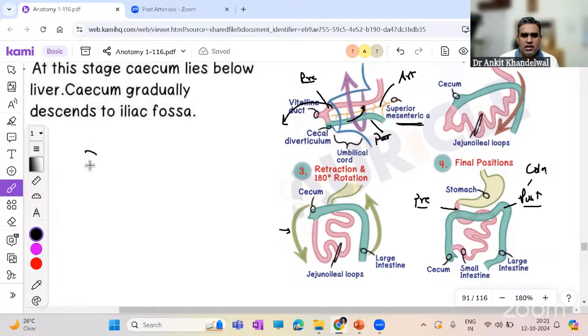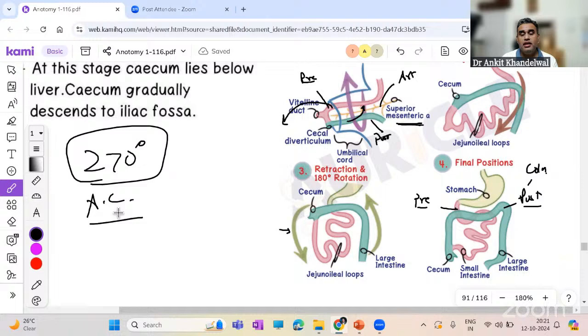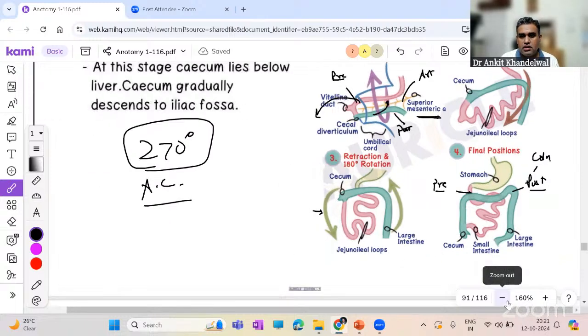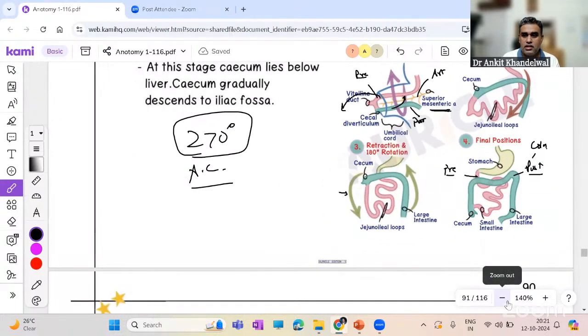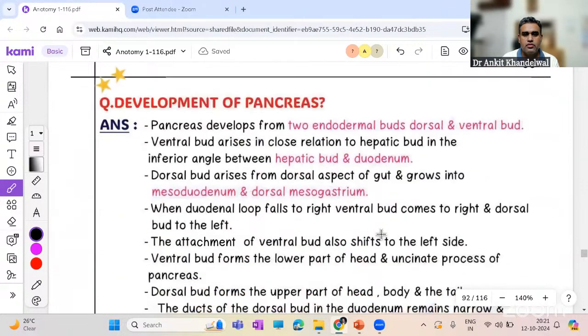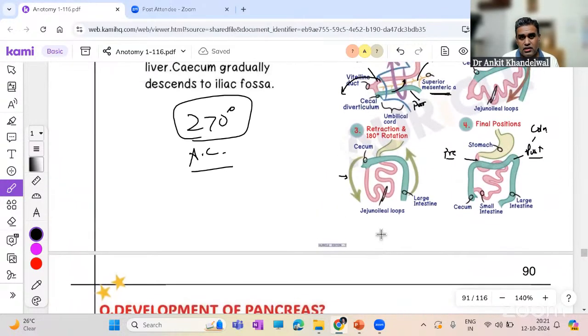Okay, so do remember this figure, 270-degree anti-clockwise rotation. At least this should be at the tip of your tongue. If the topic comes up like midgut rotation, then this should be very clear to you. So remember the midgut rotation, it's very important.